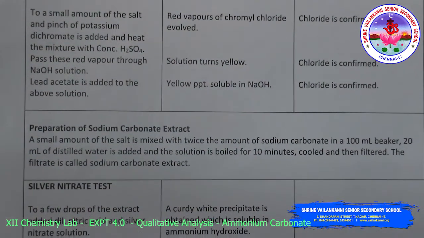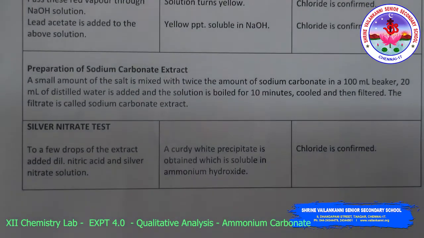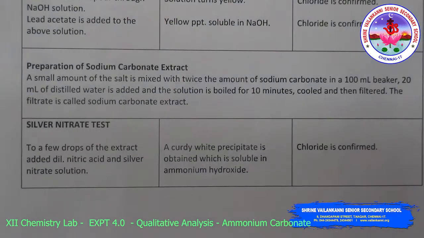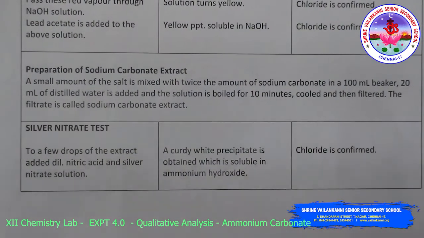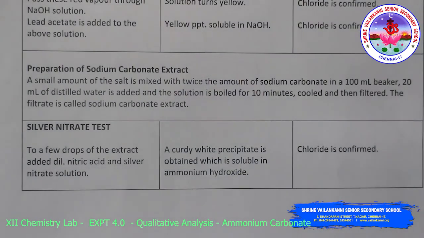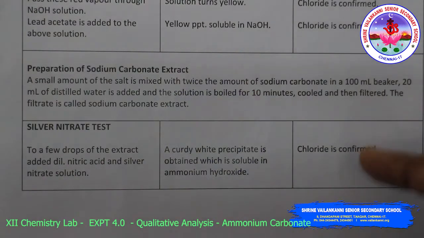Then prepare the sodium carbonate extract and do the silver nitrate test. Silver nitrate test means adding silver nitrate to the extract. A curdy white precipitate is obtained that is soluble in ammonium hydroxide, so chloride is confirmed.